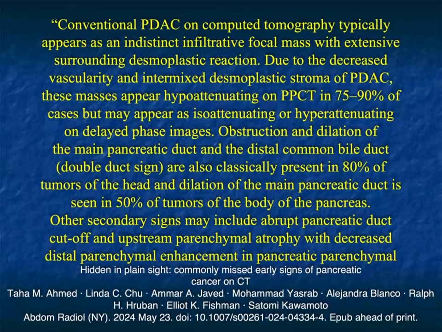So things we need to look for, challenging are isoattenuating lesions. They could reach 5%. Hyperattenuating lesions may also be seen on some of the later phase imaging. Obstruction and dilatation of the pancreatic duct and common duct, the so-called double duct sign, is present in 80% of tumors in the head, and dilatation of the main pancreatic duct is seen in about 50% of tumors of the body. Again, you've got to look for the pancreatic duct.